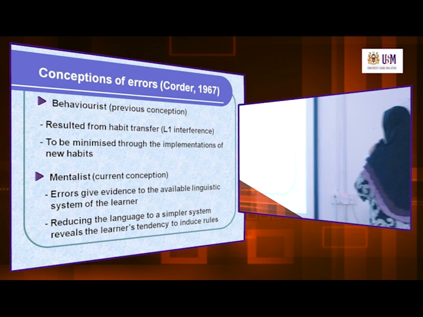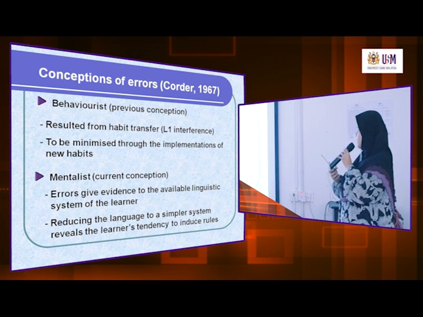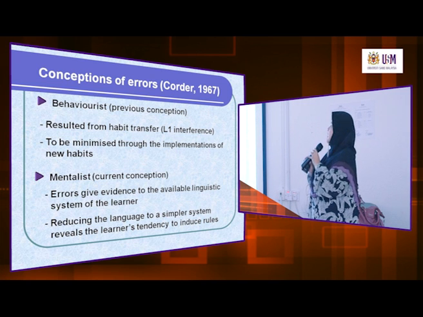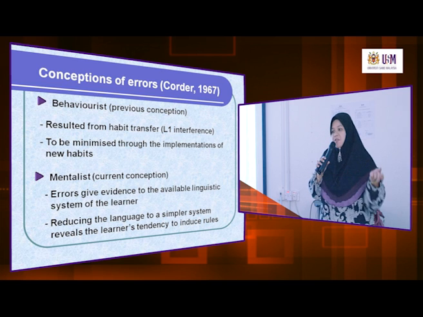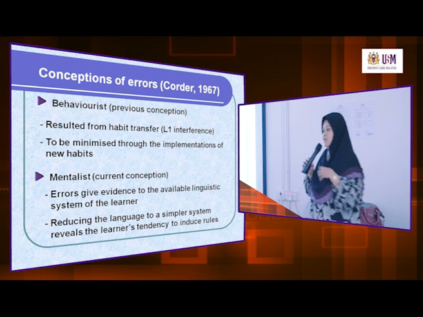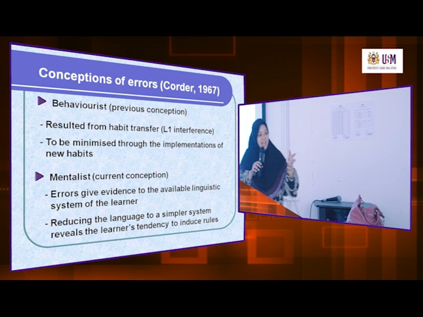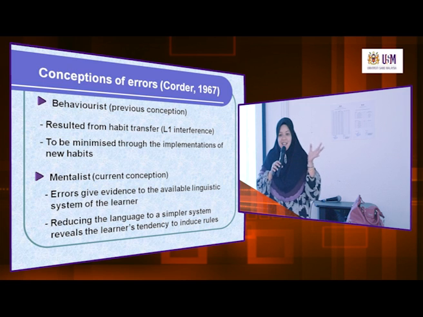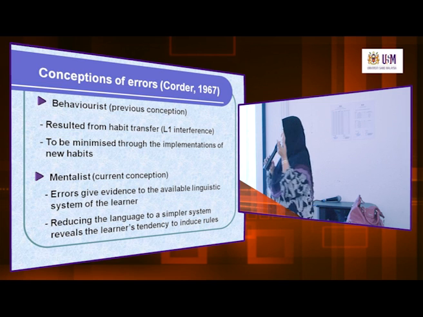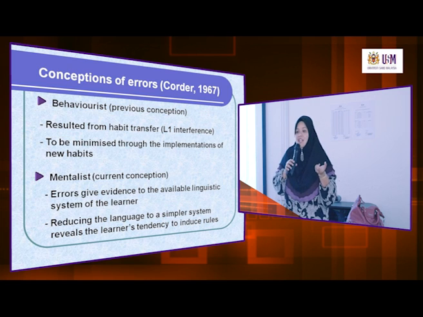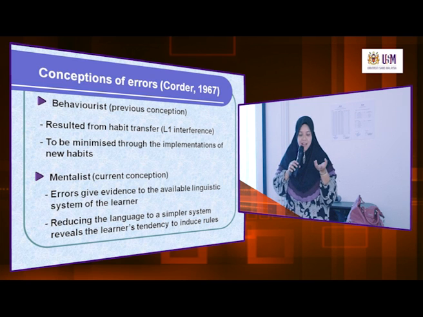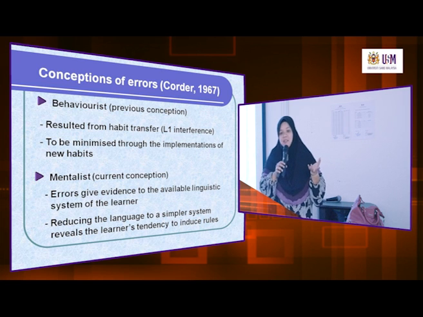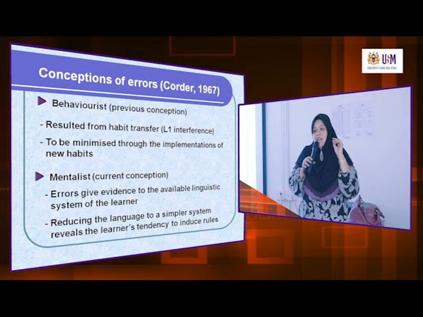Okay, Corder 1967 says that there are a few conceptions of error. Before this, behaviorist says that it comes from habit transfer, where you transfer from L1, your mother tongue, to the target language, like lah and kan. And for the Chinese, you say ma, isn't it? No ma. No meh. So that is interference of the L1. That is behaviorist, because you have been using it for so long, since you were little, it becomes something which is normal. Habitual formation. But it's still not wrong. But that is what Corder say.